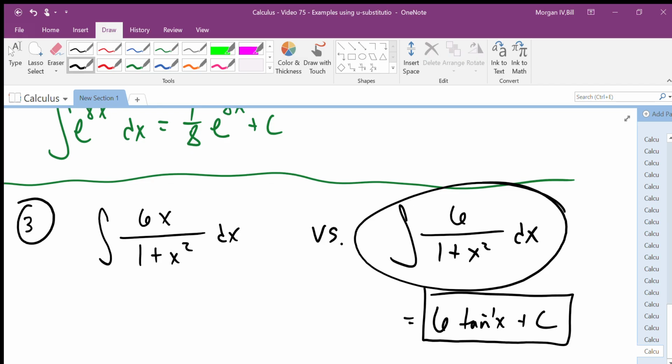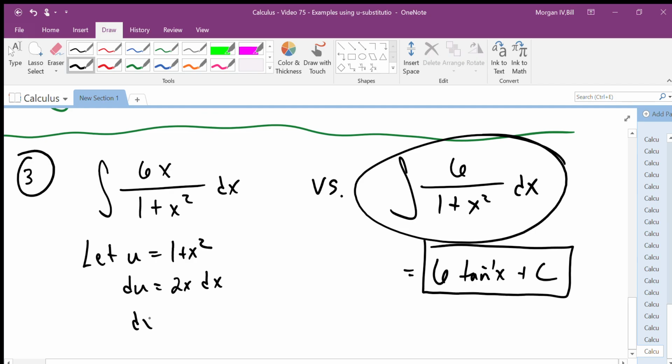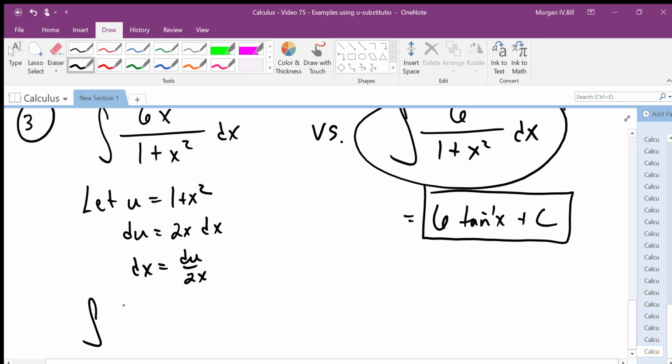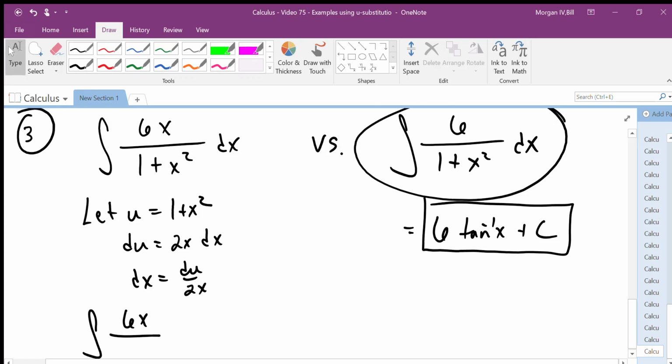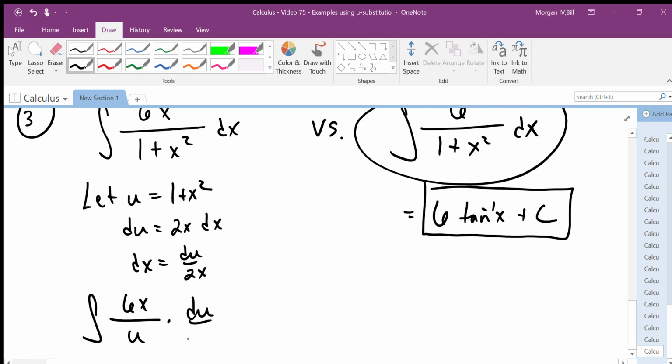That won't be the case over here. It's not going to be anywhere near an inverse tangent of x for an answer. Instead, in this case, because I have an x in the numerator, we're going to use u substitution. We're going to let u equal that denominator, 1 plus x squared. Its derivative du is 2x dx. Solving for dx, we get du over 2x. Therefore, we get the integral of 6x, 1 plus x squared just becomes u, and dx becomes du over 2x.